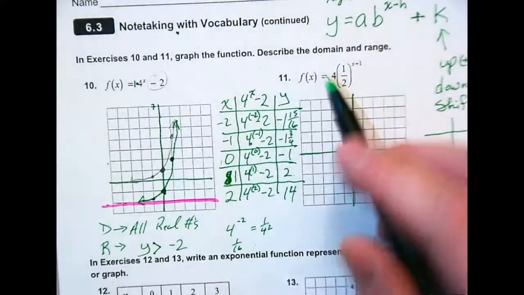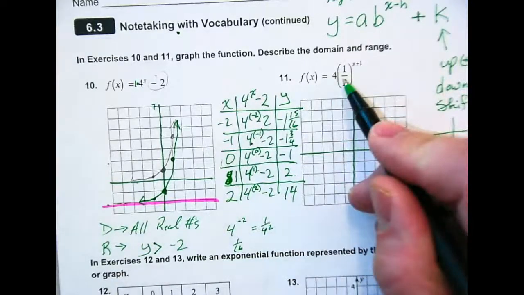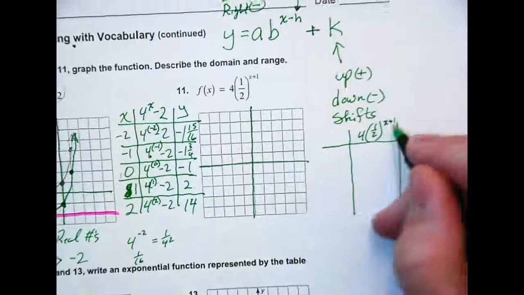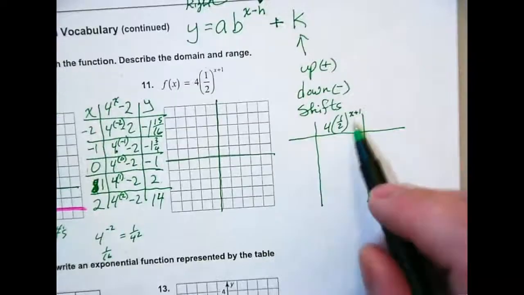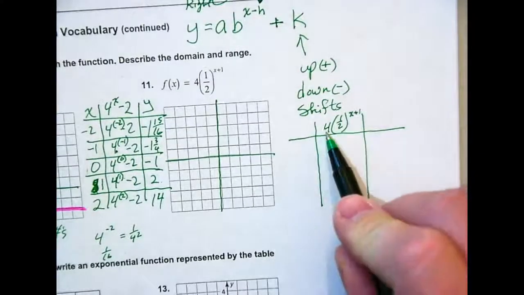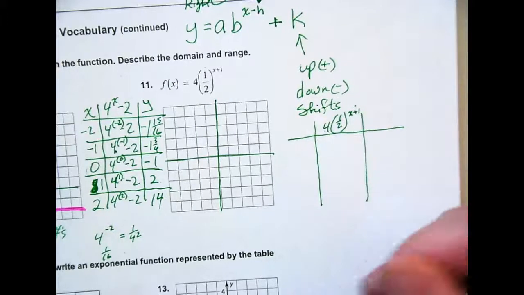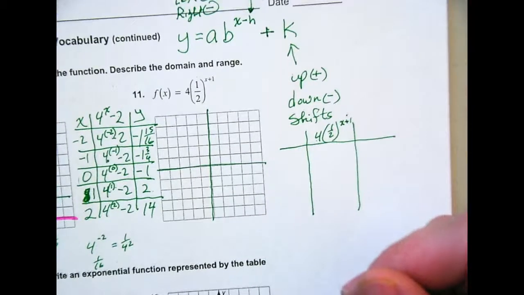So if we were to graph this, there are 2 ways to graph it. You could actually evaluate 4 times 1/2 to the x plus 1, or you could just say, well, what is 4 times 1/2 to the x? Graph that and then shift it to the left 1 unit.